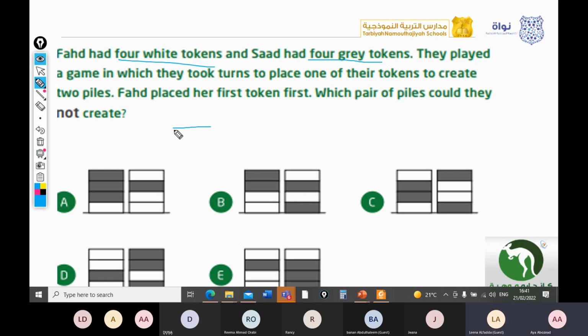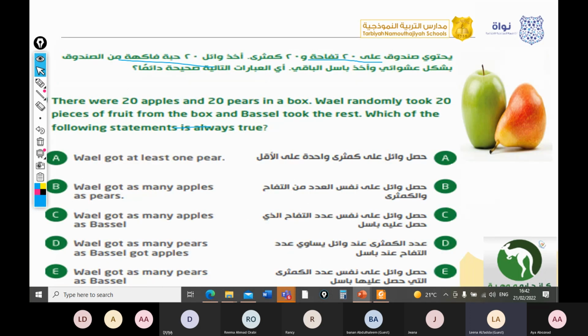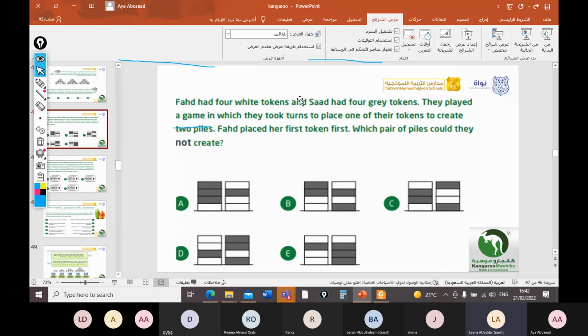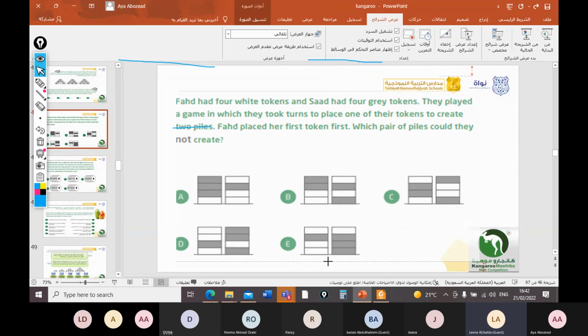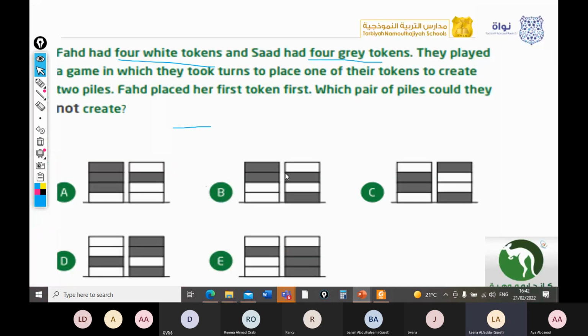Remember, it's about the rules. So one white, one gray, one white, one gray. You cannot make the 2 white at the same time. You cannot make gray at the same time. Teacher, I can't see the bottom. The bottom is the same, white and gray. But I will try now. Now it's clear for you? Yeah. Okay. So which one is not correct?